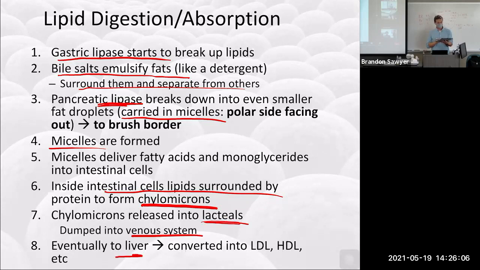And then finally, this will make its way to the liver. The liver has a job of converting these chylomicrons into the different cholesterols that we're used to seeing when we get our cholesterol checked. So LDL, which is our bad cholesterol, that's our low density lipoprotein. HDL, that's our good cholesterol. And there's a bunch of other ones in between.